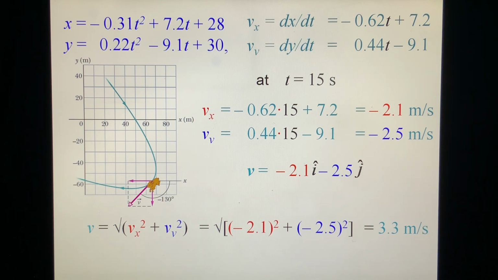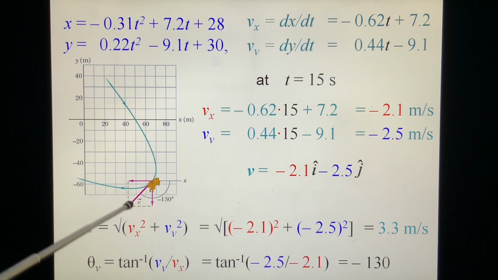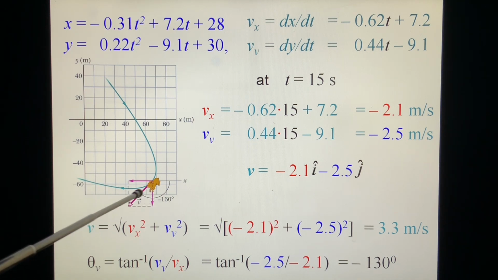And the angle, you know that the angle is always y over x, it's the tangent. This is vy over vx. You get a positive number. The positive number, so this angle is minus 130.